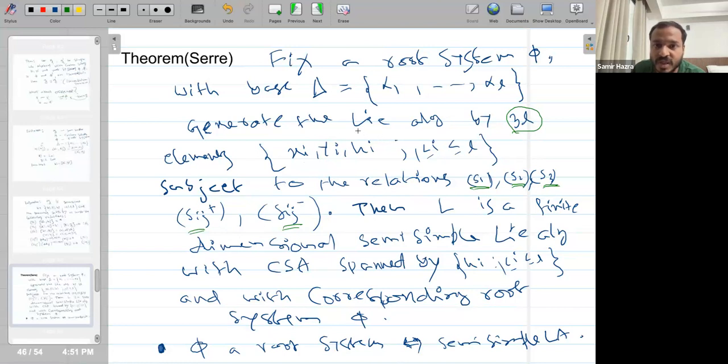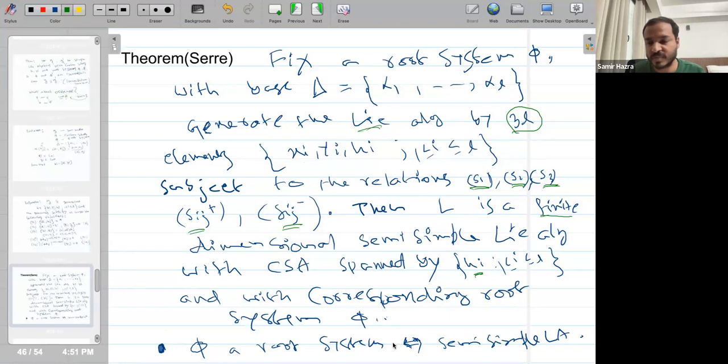Then the theorem says that the Lie algebra you get from the generators is a finite dimensional semi-simple Lie algebra, where the Cartan subalgebra is generated by these elements hi, and it has the corresponding root system phi. So Serre's theorem is the existence theorem: if you start with a root system phi, you can construct a Lie algebra L which is finite dimensional, semi-simple, and whose root system is phi.